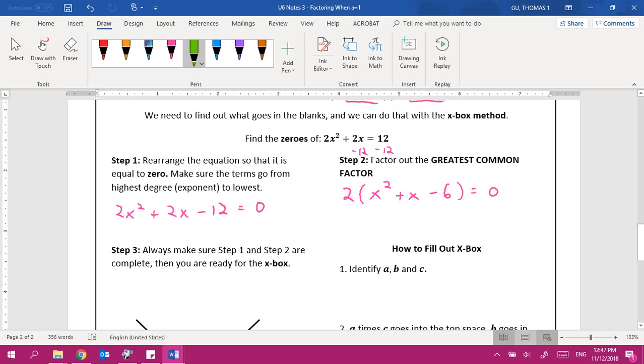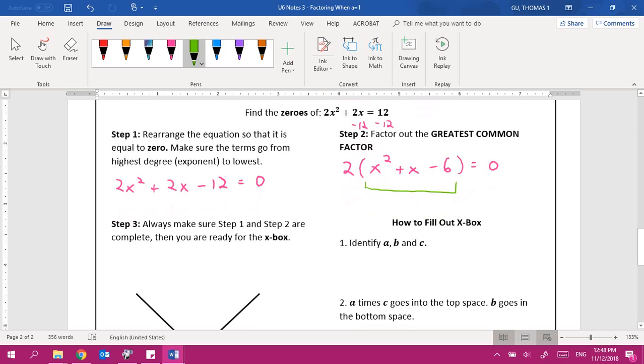Okay, so now to factor, we're going to factor this part, okay? This is the quadratic equation. You see that, right? X squared plus x minus 6. We want to factor that into 2 factors. So now we're going to use the X box method.